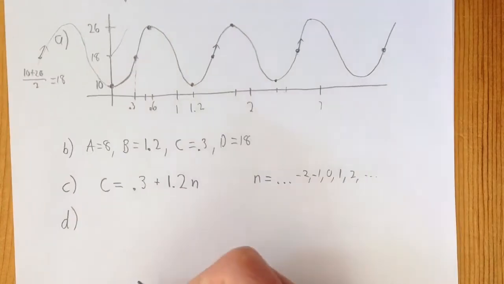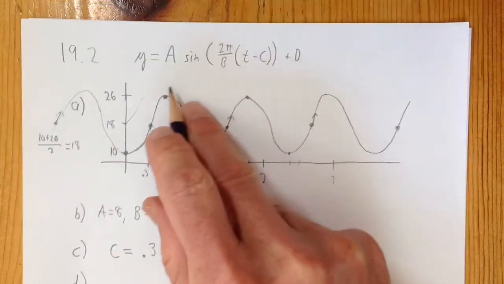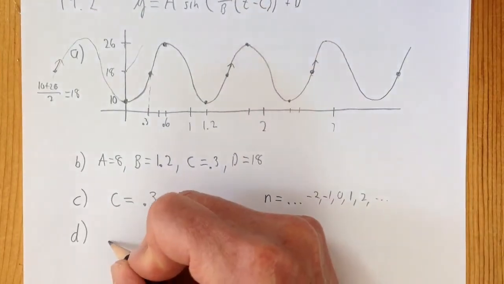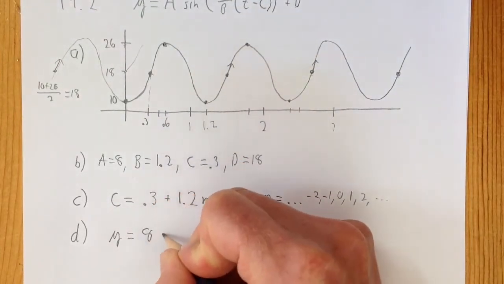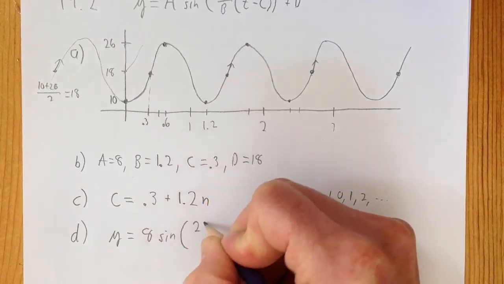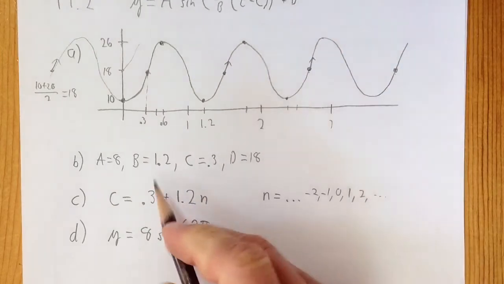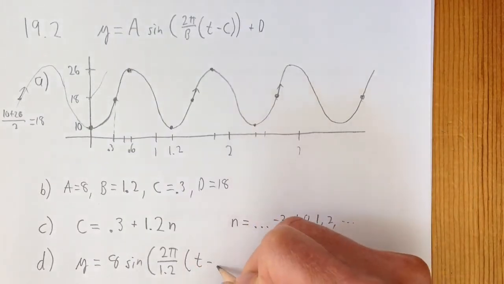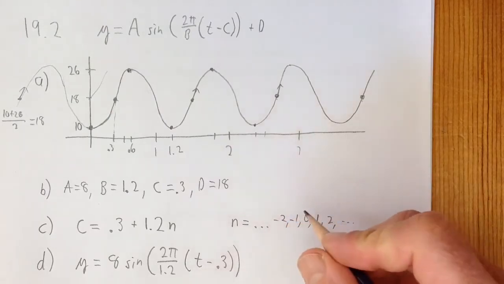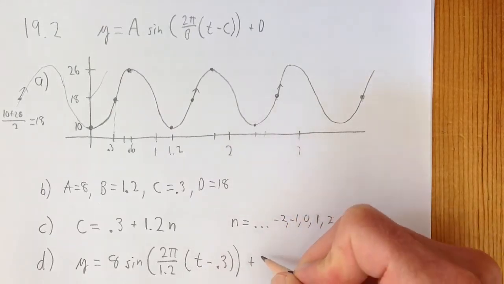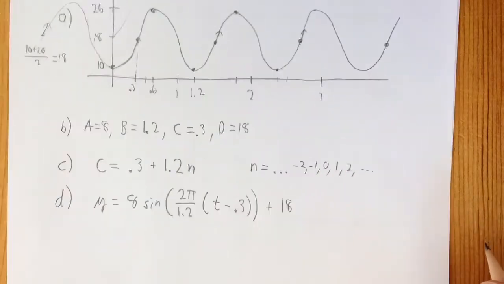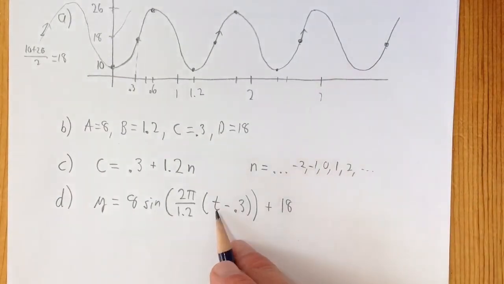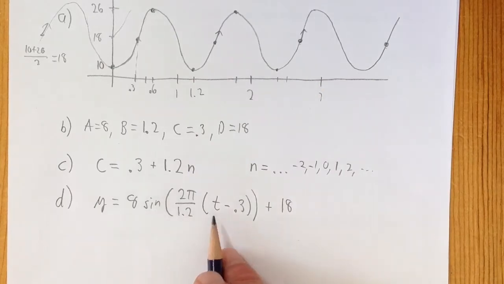Okay, D, all they want you to do now is write down the formula. So we just plug in all our numbers into here. Okay, so Y is equal to A, which is 8, times the sine of 2 pi over 1.2, right? B is 1.2, so you plug that in. T minus C, C is 0.3. And then plus the average value, which is 18. Okay, so that's it right now. We can plug in anytime we want. Make sure your calculator's in radians. Calculator has to be in radians for this to work. And then we can figure out the height at any time that we want.